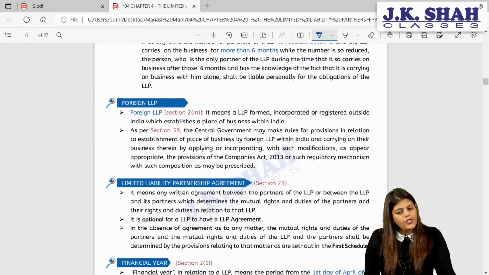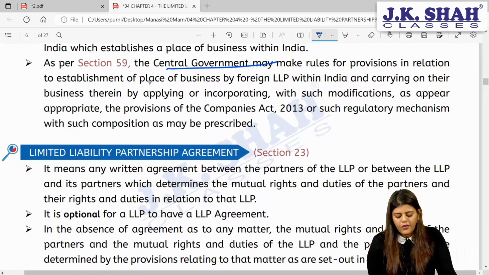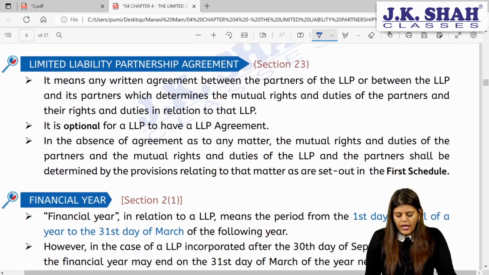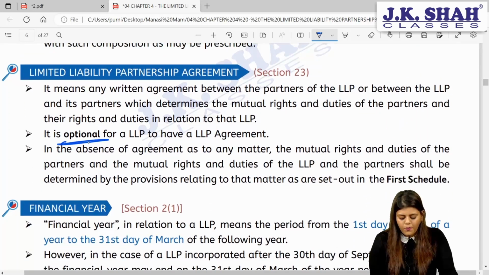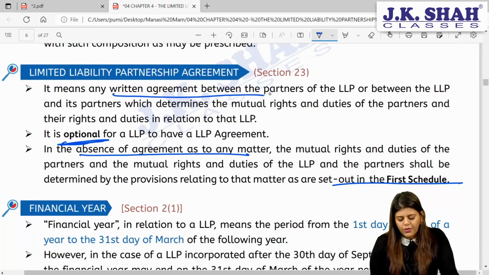For an LLP we discussed, and here you don't have to study what are the rules. They are just saying central government will make the rules for an LLP. That's it. LLP agreement, I told you, it is optional. If you don't have it, you can follow schedule 1. But if you have it, it should be in writing.